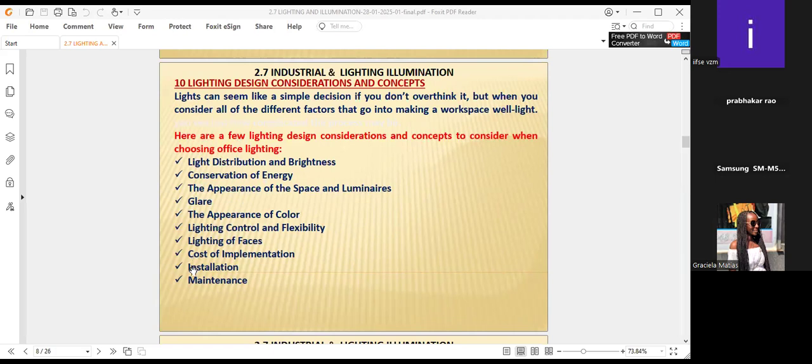Installation also we have to see, whether it is properly installed on the ground or on the wall or not. Before selecting the type or shape of light, we have to see whether the office room can accommodate that light shape or not, for easy installation. And the maintenance will also be one of the factors to take care of. Is easy maintenance taken into consideration? Are persons available to carry out maintenance of this type of lights or not? We have to see that also.